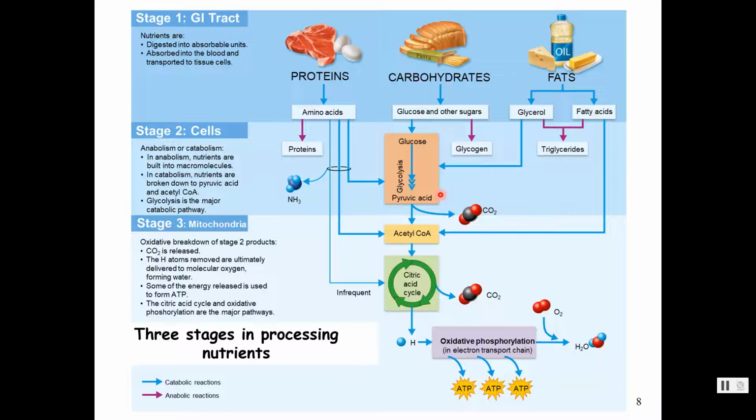And then as long as there's oxygen present and ATP is still needed, pyruvic acid is going to be converted to acetyl-CoA, and then we're going to go into the mitochondria, the powerhouse of the cell, which everyone loves. And then the acetyl-CoA is going to enter the citric acid cycle. And then we have the electron transport chain, which is the site of oxidative phosphorylation. And the big goal of catabolism is to break down those food molecules and get ATP.